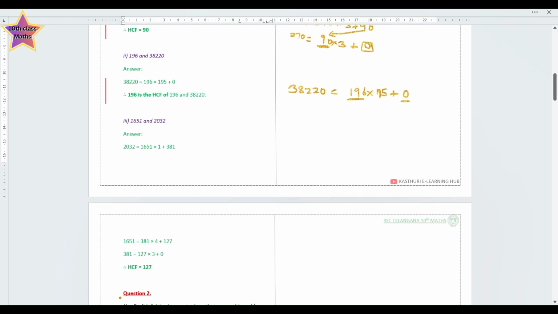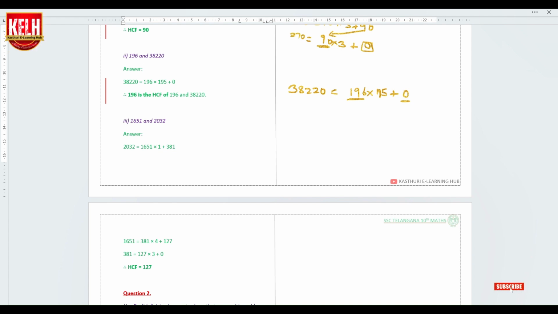Next, 1651 and 2032. Among these, which is the bigger one? Yes, 2032. So 2032 divided by 1651 gives 2032 equal to 1651 into 1 plus 381. Here the remainder is not 0, so what will you do? You take the divisor down and divide it by the remainder.